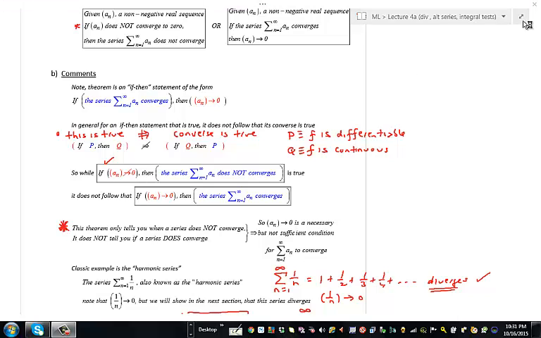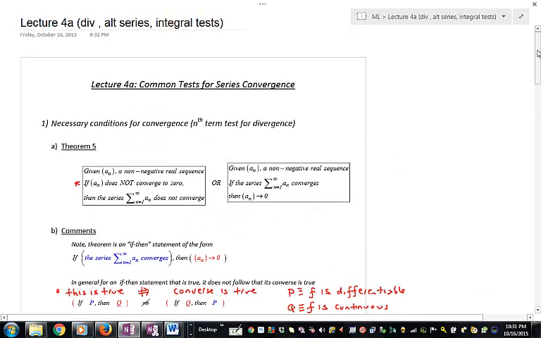We're going to consider now a collection of theorems, and these theorems are going to tell us whether or not a given series converges. Notice that we're not interested in what the series converges to at this point. These theorems only address whether or not the series converges or diverges.